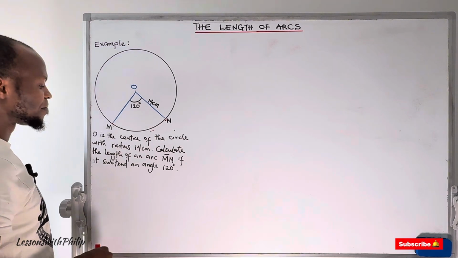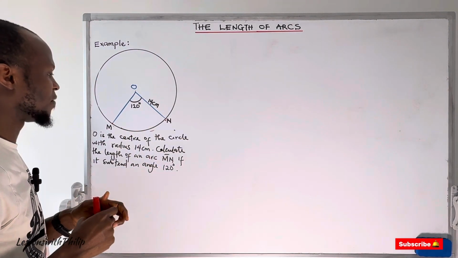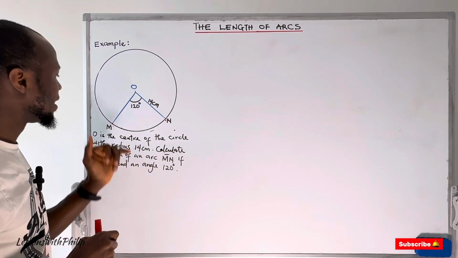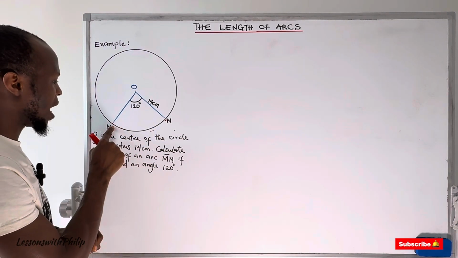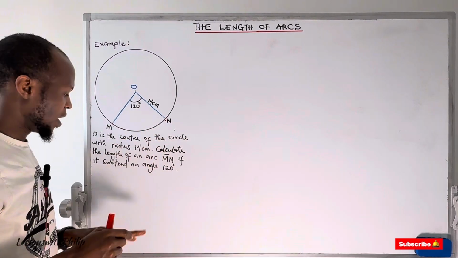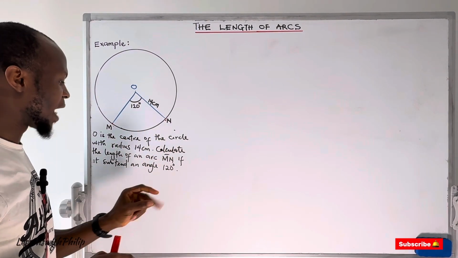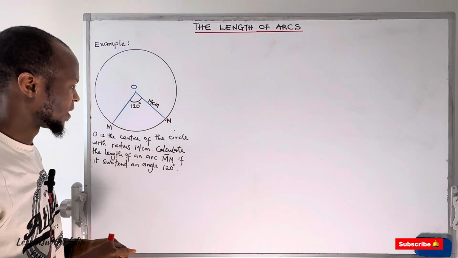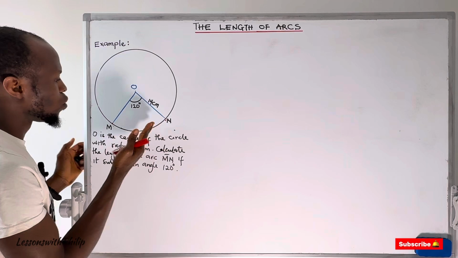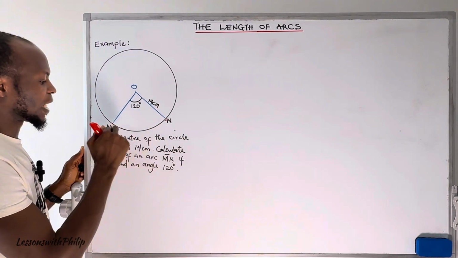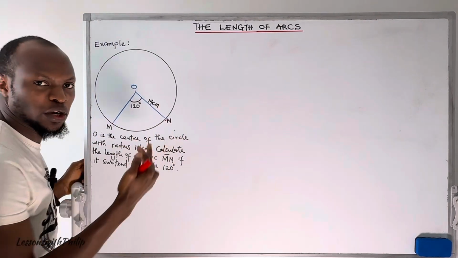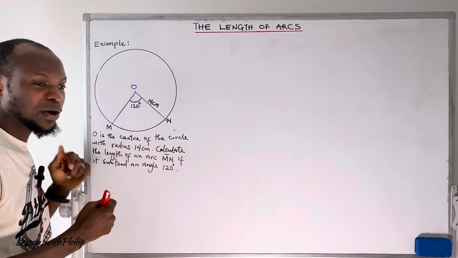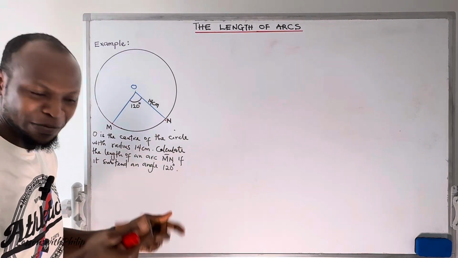The question says, if O is the center of the circle with radius 14 centimeters, we have to calculate the length of an arc MN, if it subtends an angle of 120 degrees. Okay, now we are only told to find the arc MN. It can be this major arc. We are not told if it is the minor arc or the major arc. But let's just calculate the minor. I will tell you how to calculate the minor arc and the major arc.